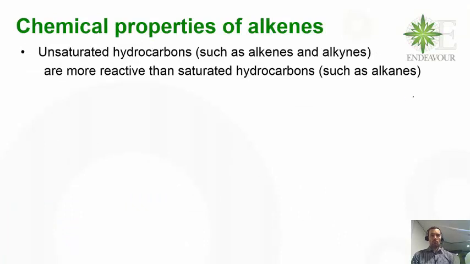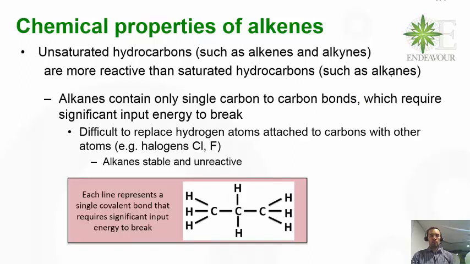So in general, we have the unsaturated hydrocarbons being more reactive than saturated ones. And this comes back to the bonding between the carbon atoms within these structures. For an alkane, it only had the single carbon-carbon bonds, and a significant amount of energy input is actually needed to break these bonds. Because so much energy is needed to break the carbon-carbon bonds within the alkane structure, it's actually quite difficult to replace either the carbon atoms or the hydrogen atoms within this structure. And that gives the alkane the property of being stable and unreactive.